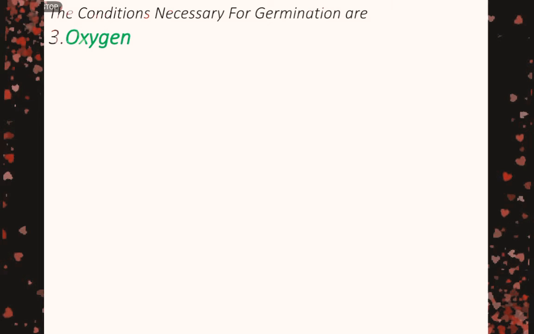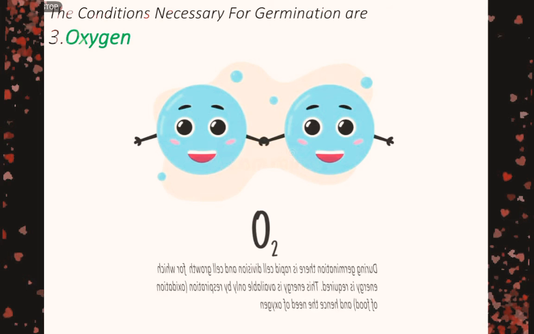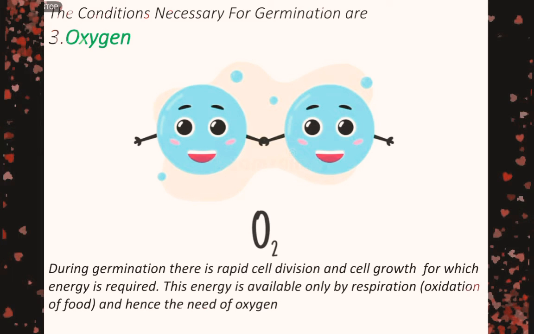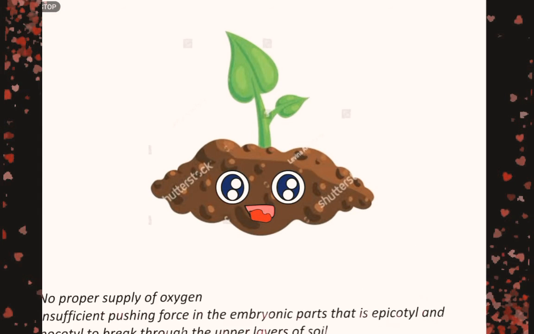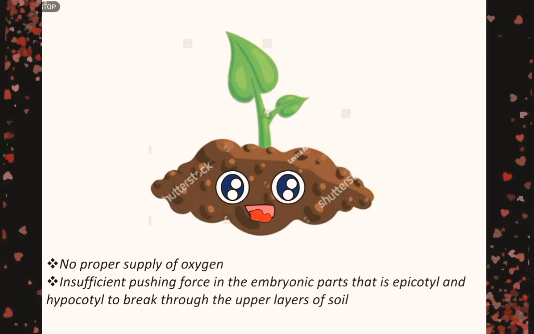The next one is oxygen. During germination, there is rapid cell division and cell growth for which energy is required. The energy is available only by respiration and hence the need of oxygen. Do you know what? When you sow the seeds deep inside the soil, they fail to germinate. Do you know why? Because there is no supply of oxygen and insufficient pushing force in the embryonic part, that is epicotyl and hypocotyl, to break through the upper layers of soil.